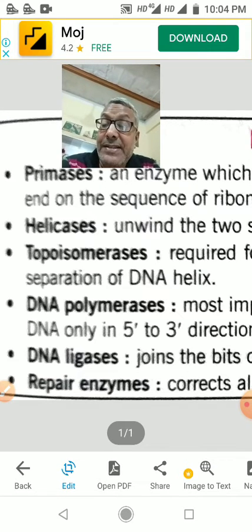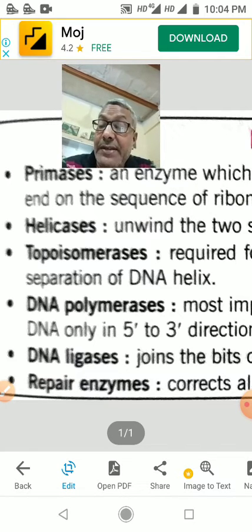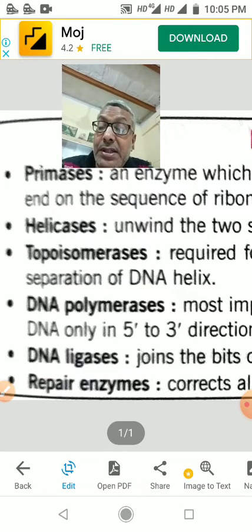It polymerizes nucleotides in the 5' to 3' direction only. The bacterial DNA polymerase can also do the proofreading. It can remove the wrong base and replace it by the correct one, thus ensuring accuracy in replication.